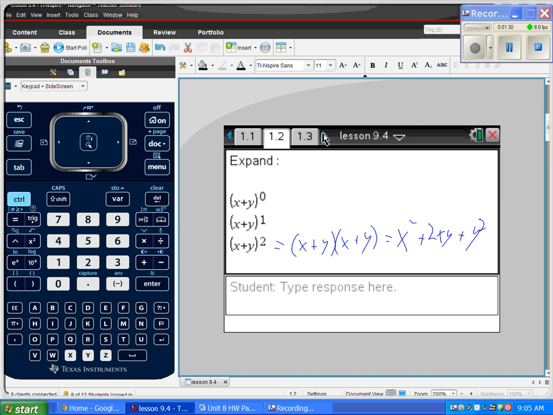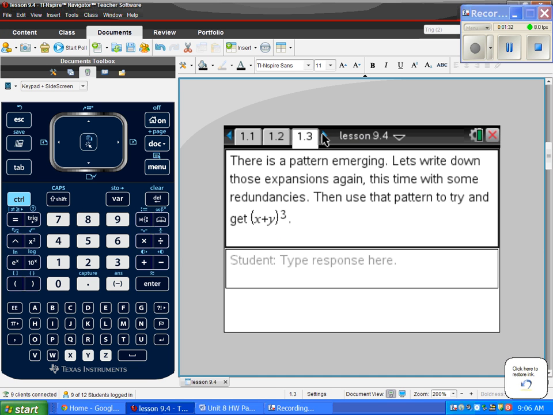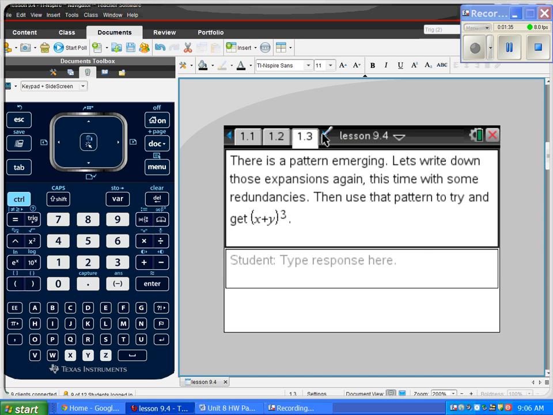So, knowing that, x plus y cubed is really what? X plus y, x plus y, x plus y. So if I want to do this out, I'm going to start with these two. I know these are x squared plus 2xy plus y squared, because I just did that. Then I have to multiply by another x plus y.